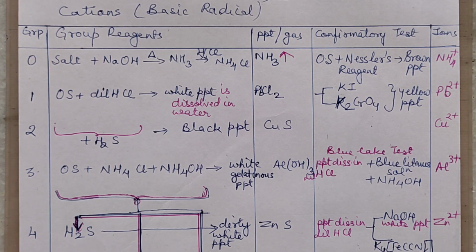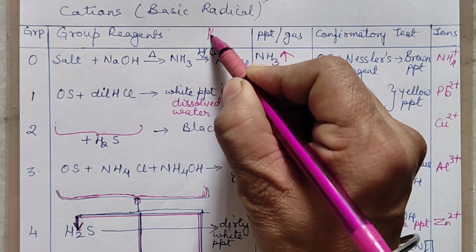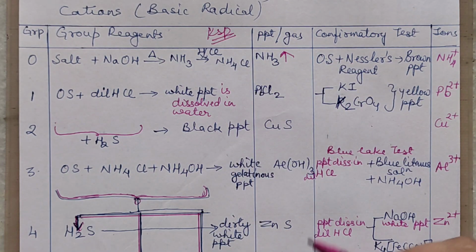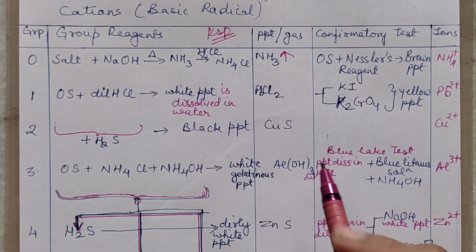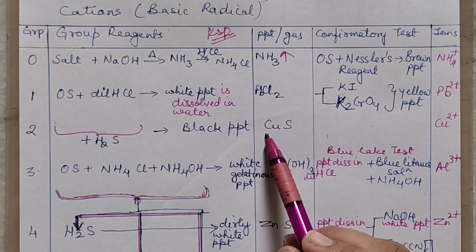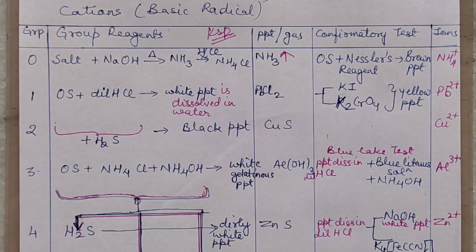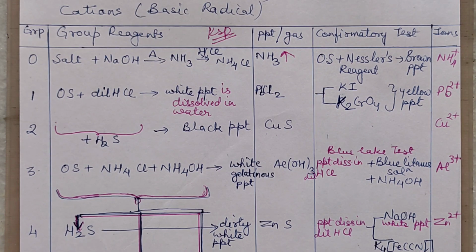And then 1 to 6. On the basis of the solubility product values, KSP values of their precipitates, they are classified. The ions which are lying in one particular group have the KSP values in one particular range. It is on the basis of the KSP values they are arranged in various groups.